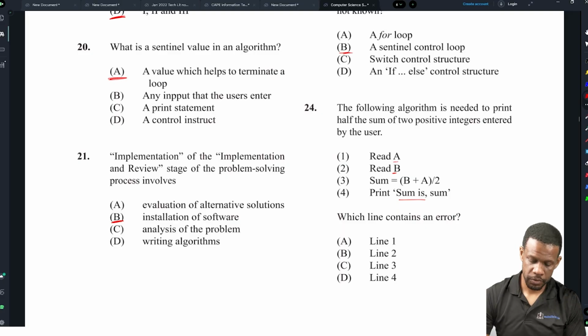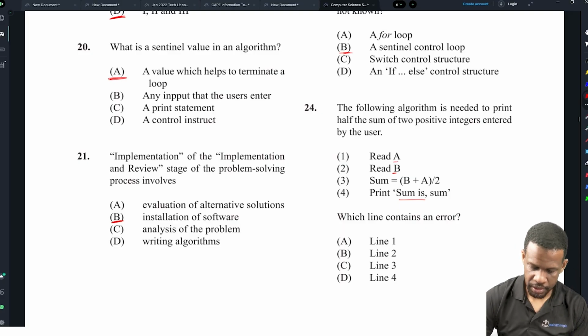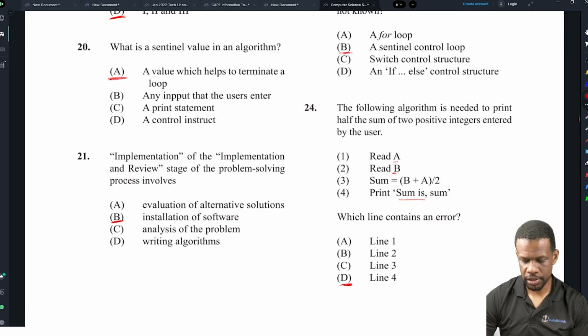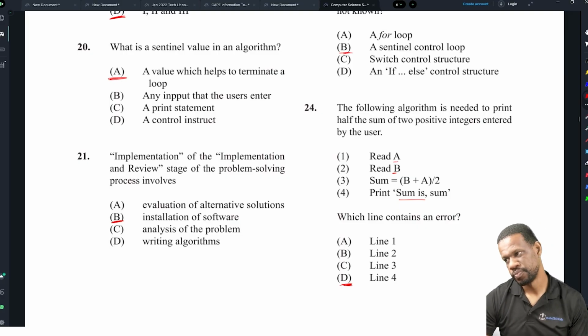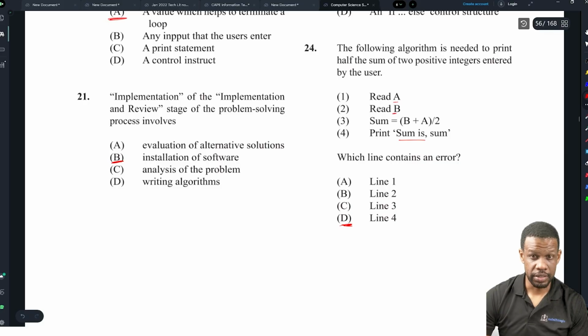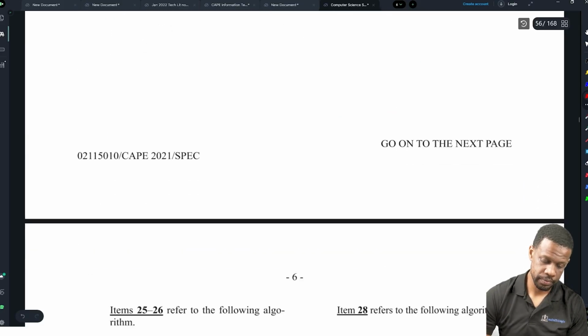I am lost. Okay, it'll be D. Because the output statement shouldn't say the sum is, it should say half of the sum is. Because everything else is correct, the sum of B and A divided by 2. That'll be it. Okay. We'll see what happens when we check the exam answers, because that's weird.